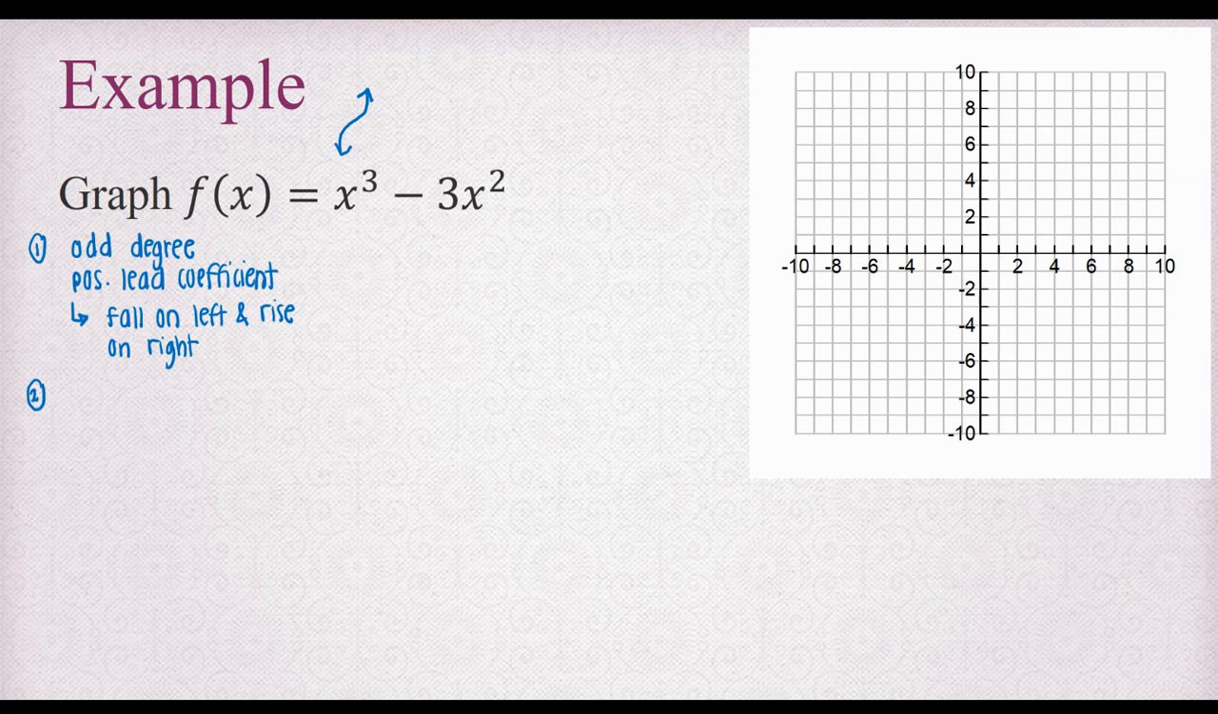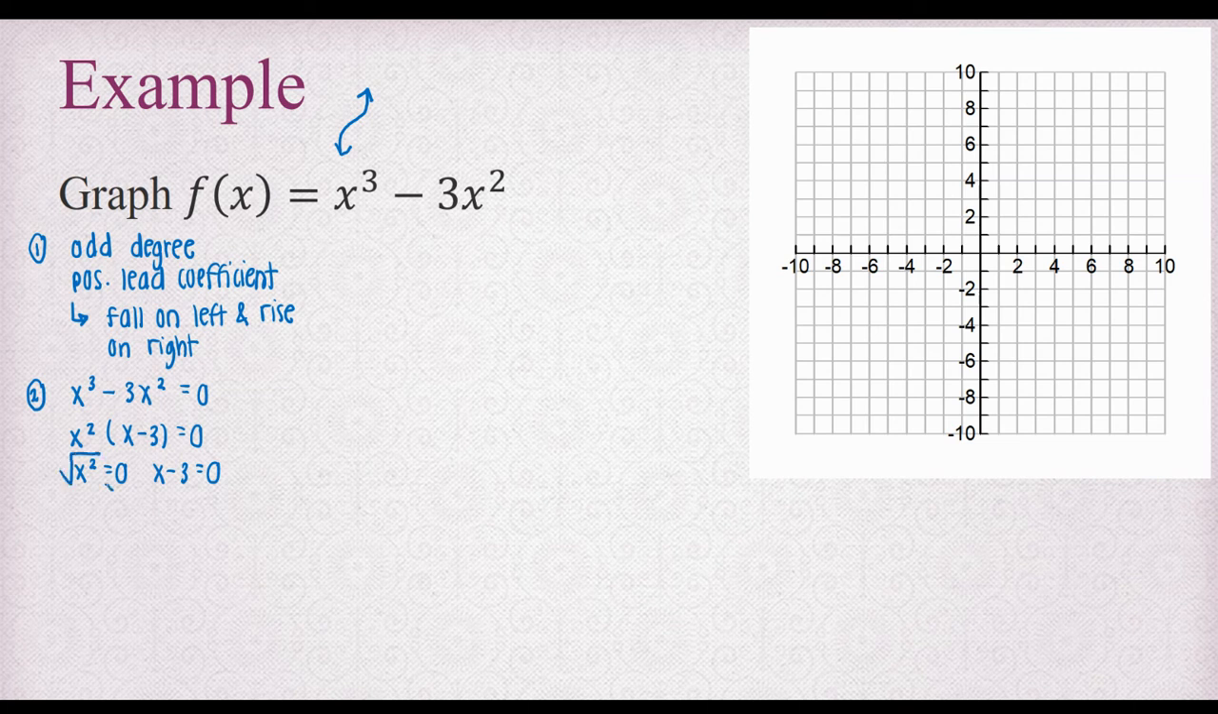Next thing we want to do is figure out the x-intercepts, or our zeros. So I'm going to take my function and set it equal to 0. So I want to factor to start solving for x. I'm going to factor out the GCF, which is x squared. That leaves me with x minus 3. I'm going to set each of those factors equal to 0. Because it's degree 3, that means we should have 3 x-intercepts.